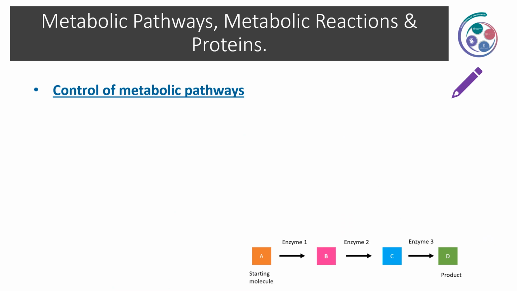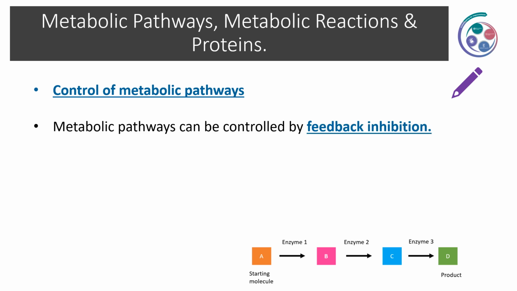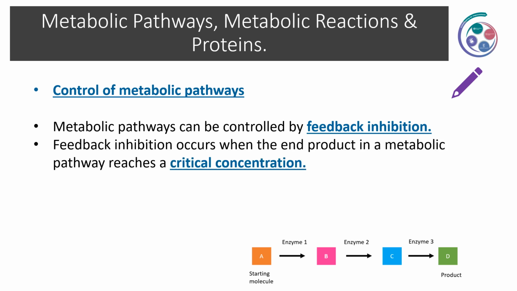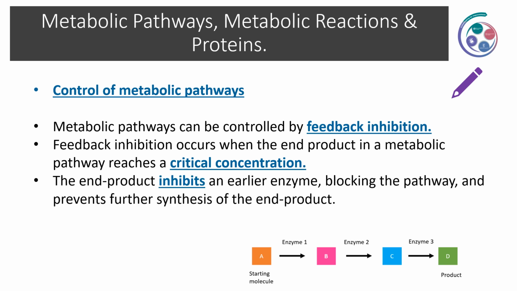Let's now have a look at the control of metabolic pathways. Metabolic pathways are usually controlled by a process called feedback inhibition. Feedback inhibition occurs when the end product in a metabolic pathway reaches a critical or a high concentration. The end product then inhibits an earlier enzyme, blocking the pathway and preventing further synthesis of the end product.